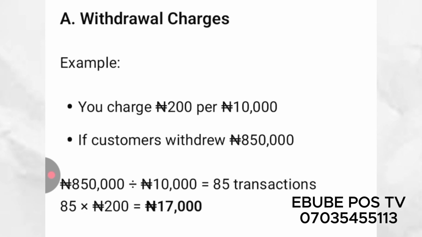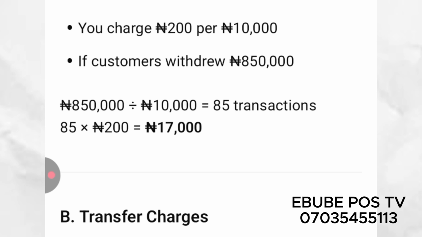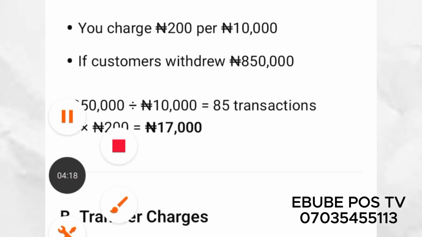Example, if you charge 200 naira per 10,000 naira, and customers withdraw 850,000 naira for the whole day, so 850,000 divided by 10,000, you have 85 transactions. 85 times 200, you're having 17,000 naira. So this is what comes into your account as income for the day in your POS.